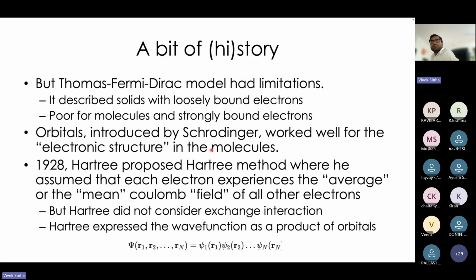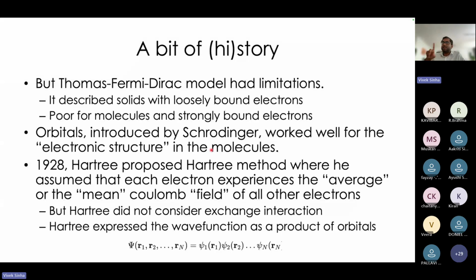So, Fermi and Dirac came up with their model. Thomas and Fermi came up with their model. Dirac improved it, but it has limitations. It describes solids where the electrons were loosely bound, because there you can say it behaves like a gas. But whenever you had strongly bound, well-bound electrons, when you have certain kinds of electronic structure, it would not describe those systems. And Schrodinger, when he introduced these orbitals, they worked well. They inherently worked well for the electronic structure of the molecules.